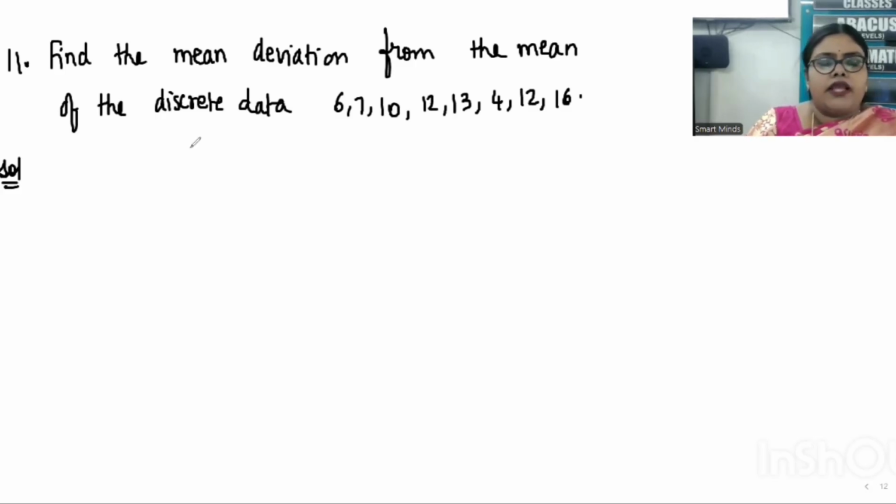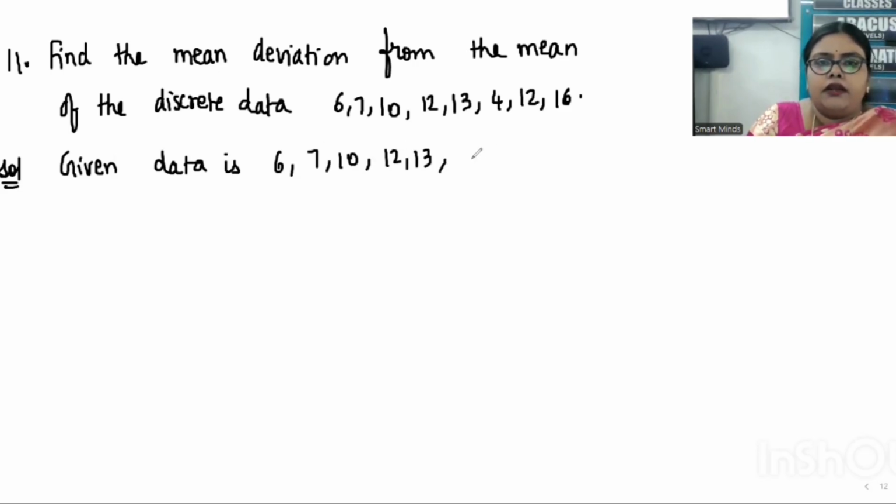Take the next VSAQ. This is very, very important from measures of dispersion. Find the mean deviation from the mean of the discrete data. A data is given to us. So first let us write the given data. Given data is 6, 7, 10, 12, 13, 4, 12, 6.